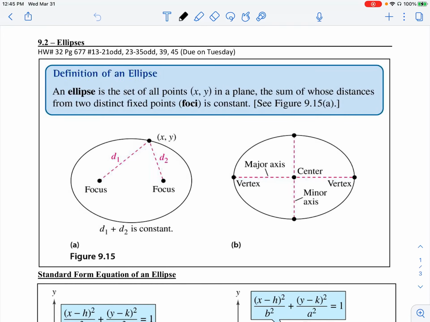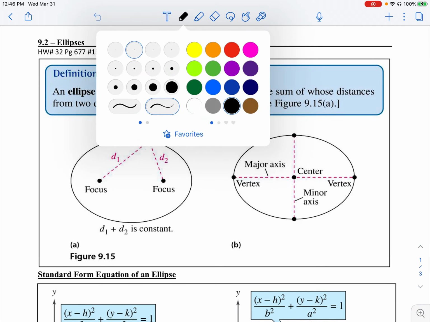All right, so if we know that a conic section is defined as the set of all points that satisfy a certain criteria, then what is that for an ellipse? An ellipse is the set of all points in a plane where the sum of the distances from two fixed points, which we call the foci, remain constant. And in the same way with parabolas, when I say it out loud like that, it sounds a little complicated, but it really isn't. So let's break that down.